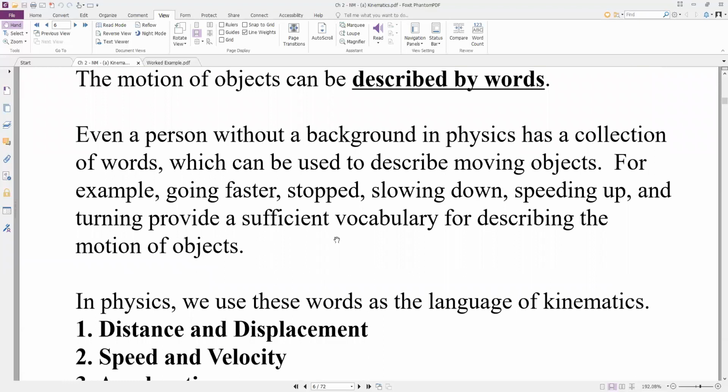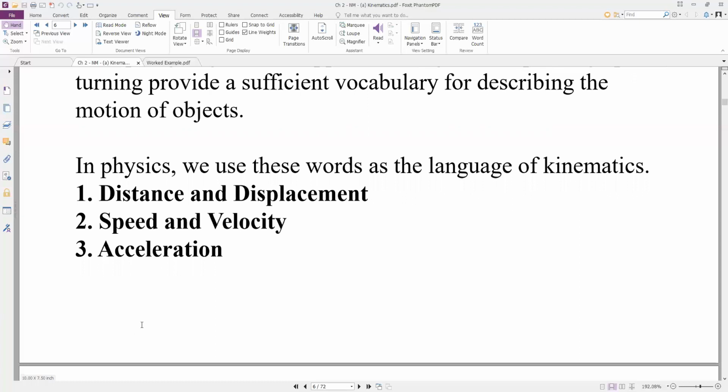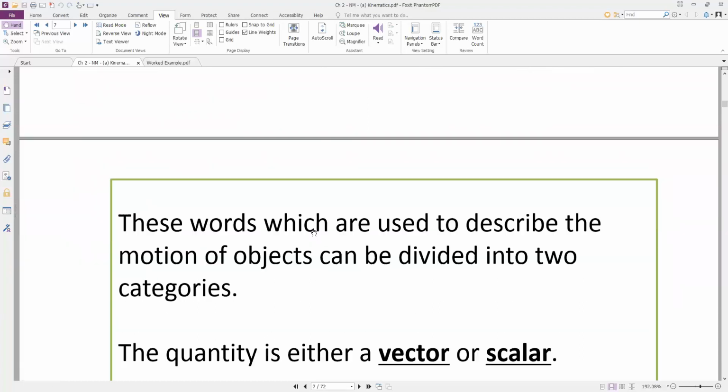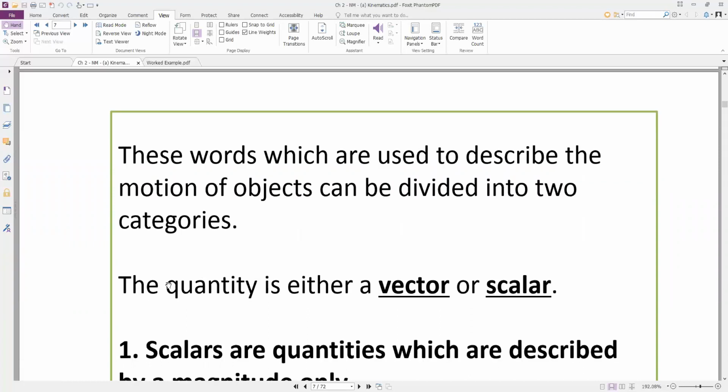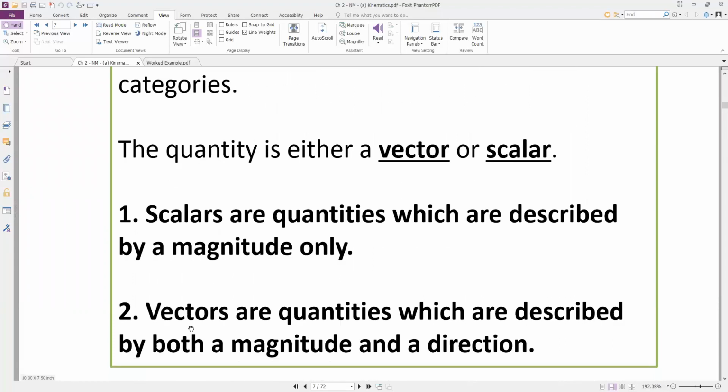In physics, we use these words as the language of kinematics: distance and displacement, speed and velocity, and then acceleration. These words, which are used to describe the motions of an object, can be divided into two categories. The quantities are either vectors or scalars. Scalars are the quantities which are described by magnitude only. Vectors are the quantities which are described by both magnitude and direction.